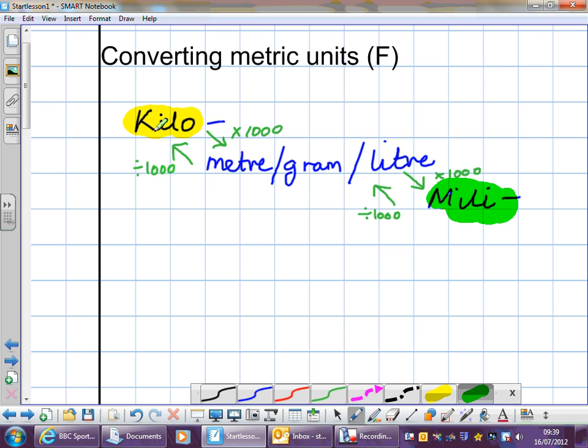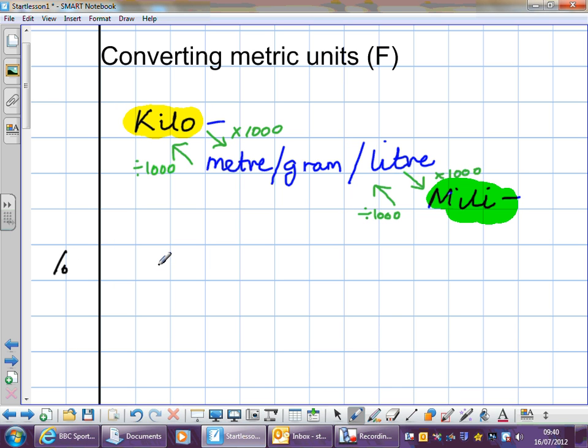When I convert from kilo somethings to the standard units, I times by 1,000. When I convert from the standard units to milli, which means 1,000th of, I times by 1,000. If I'm going in the opposite direction, I divide. So here, I'll give you an example.